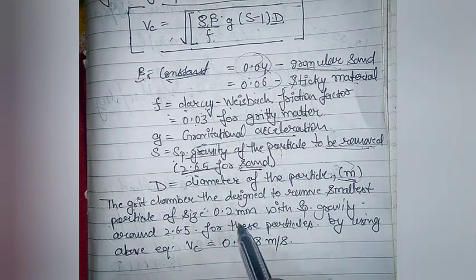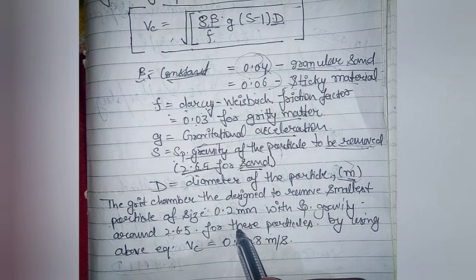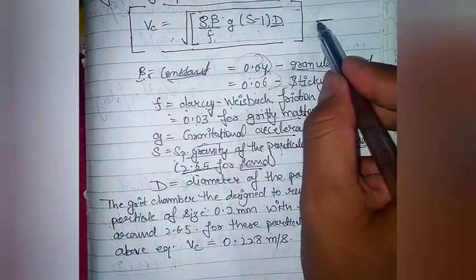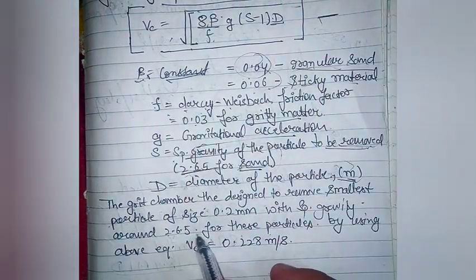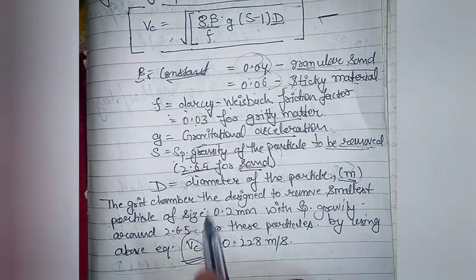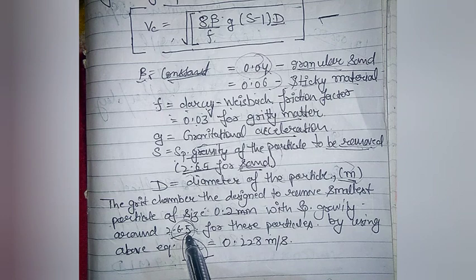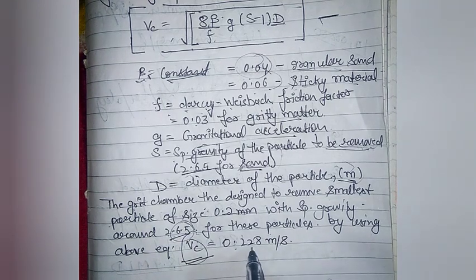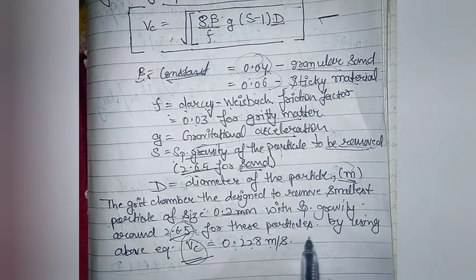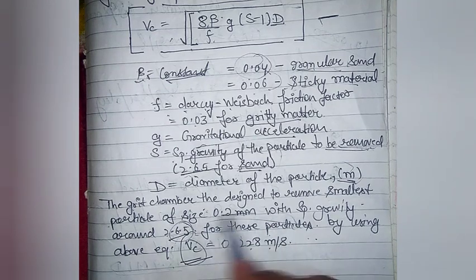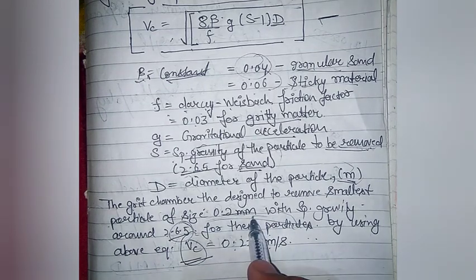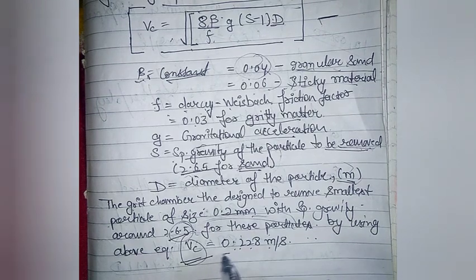for sand. By using this equation, we can calculate the value of Vc, the critical velocity, for the size 0.2 mm and with specific gravity 2.65. We can take the value 0.228 meter per second. So hence the critical velocity of the particle coming out here is 0.228 meter per second.